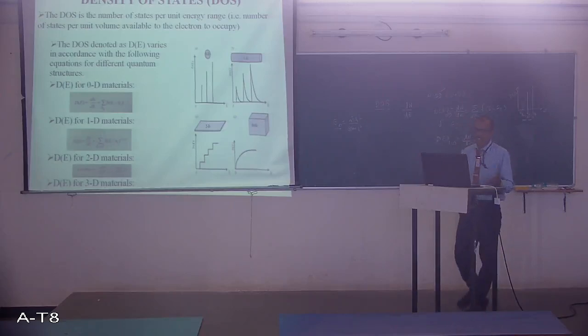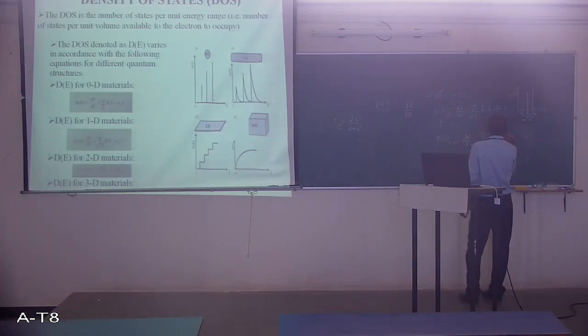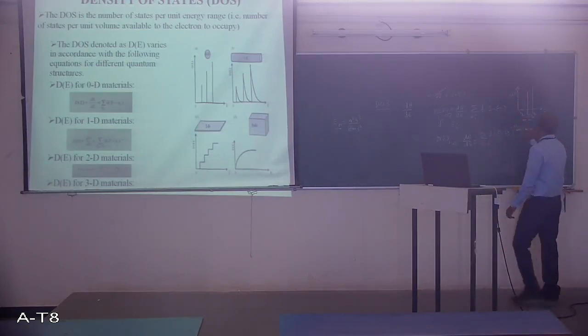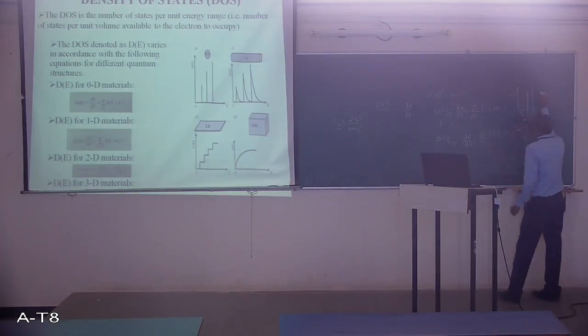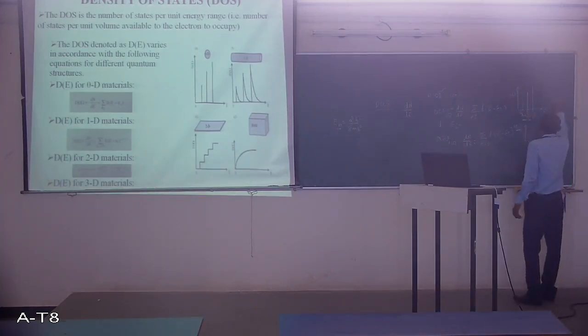Only the difference is the Dirac delta function. The Dirac delta function is varies raised to minus half. It means in between the quantum numbers, in between the energy states, in the case of 0D, there is no variation, but in the case of 1D, here what happens?